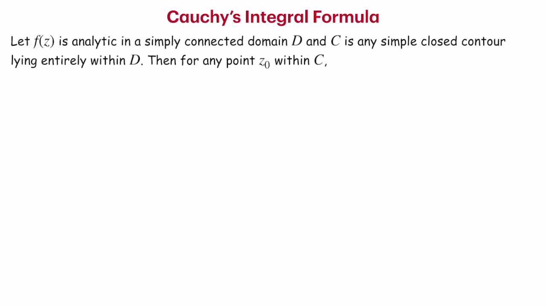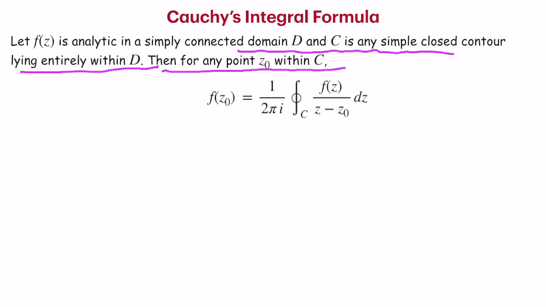So let's continue with the Cauchy's integral formula. We will make it more and more easy. Now let f of z be analytic in a simply connected domain D. Let C be a simple closed contour lying entirely inside the domain D. Then for any point z0 within the contour, we have f of z0 equal to 1 by 2 pi i times the integral over the closed contour of f of z by z minus z0 dz.